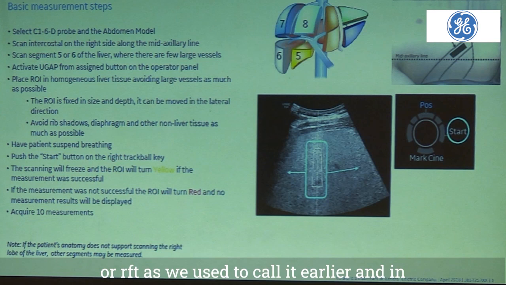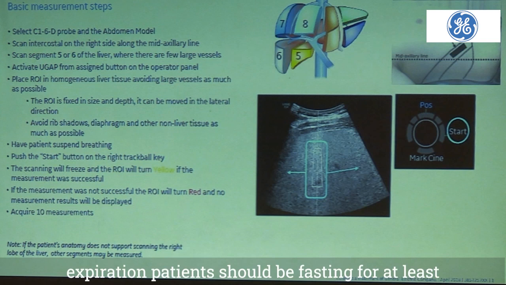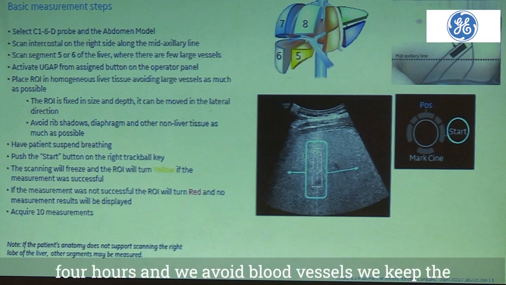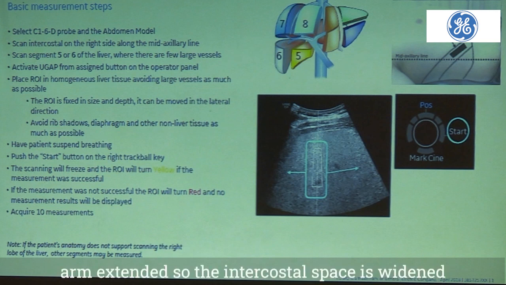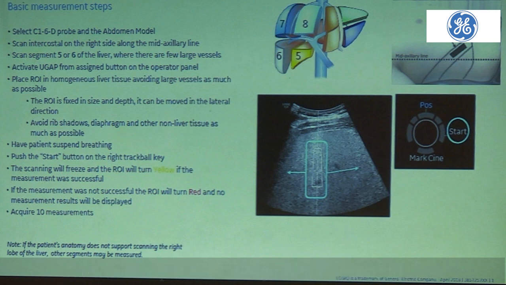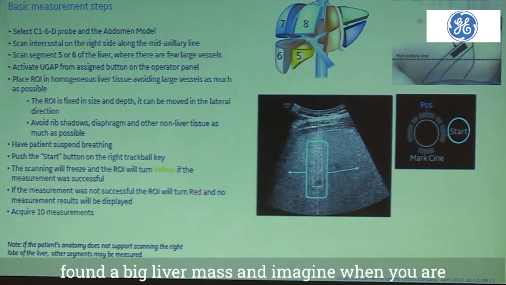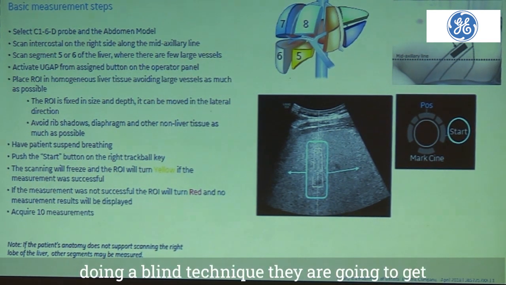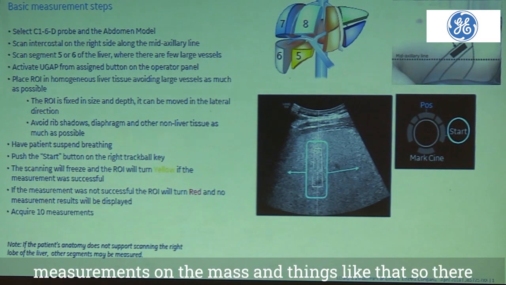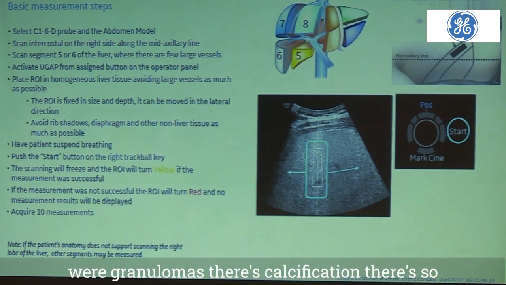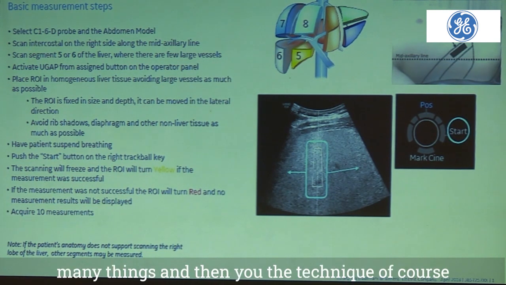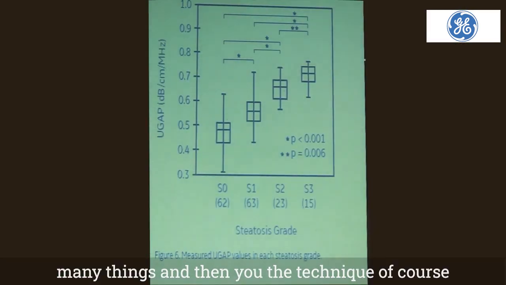In expiration, patients should be fasting for at least 4 hours. We avoid blood vessels. We keep the arm extended so that the intercostal space is widened. You can do it in supine or left lateral decubitus. And we keep the ROI in an area where there is no blood vessel, there is no mass. I actually did a patient on a demo where we found a big liver mass. And imagine when you're doing a blind technique that you're going to get measurements on the mass. There were granulomas, there's calcification, there's so many things. And then the technique, of course, will show you.